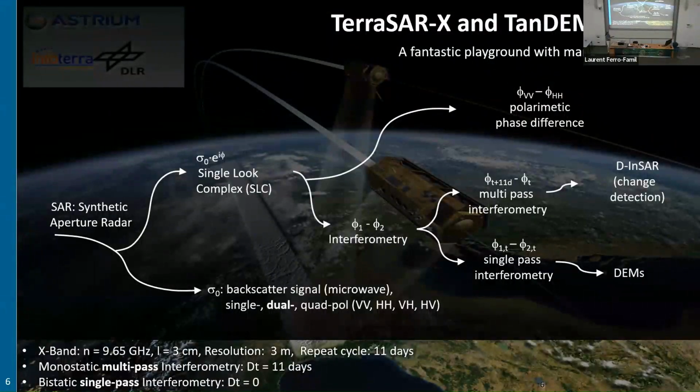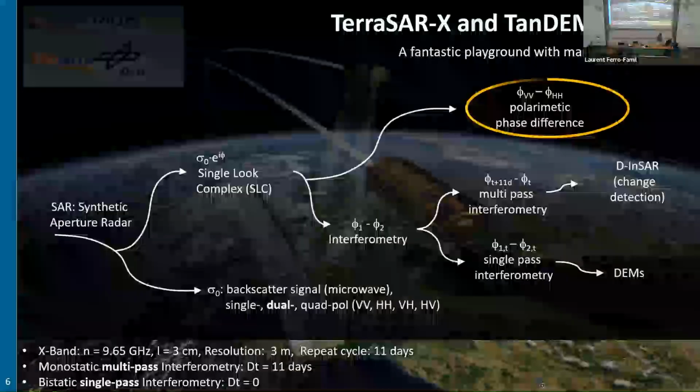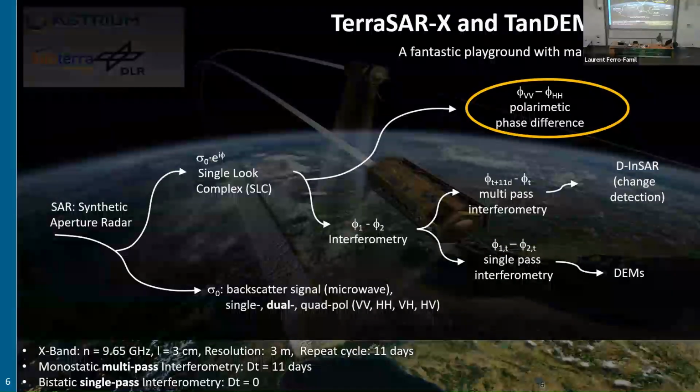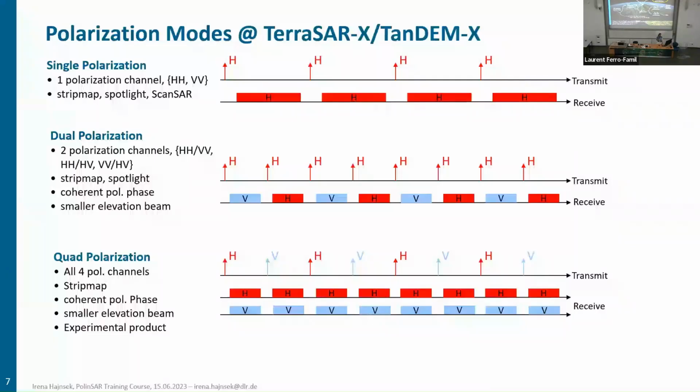With single pass interferometry, we have done the DEMs, or you can construct DEMs. With multi-pass, you can do differential interferometry in order to detect changes, or any kind of other things that you would like to do. And if you go up from the complex data, you can also do the parametric phase differences. What I was just introducing is, in principle, looking for phase differences in the dual pole polarization. This is the main observable that we would like to use today.